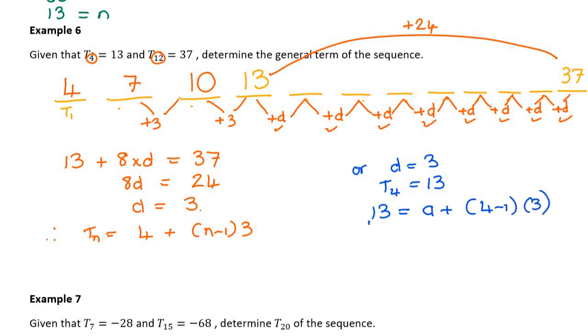So this is just Tn. So the fourth term has a value of 13. Is A, I don't know, plus n minus 1 times the difference. So then I say 13 is A plus 3 times 3 is 9. And if I minus 9 on both sides, I get 4.